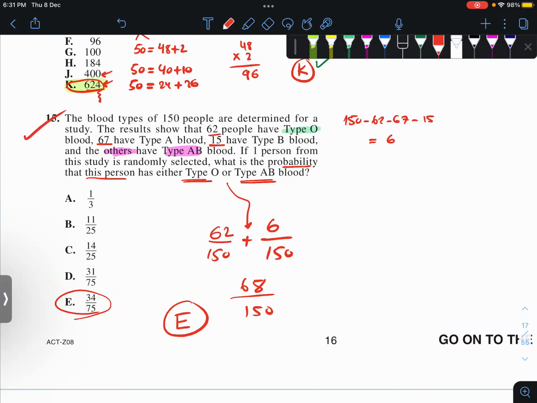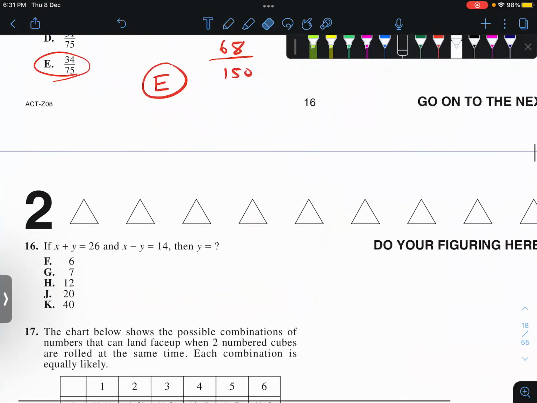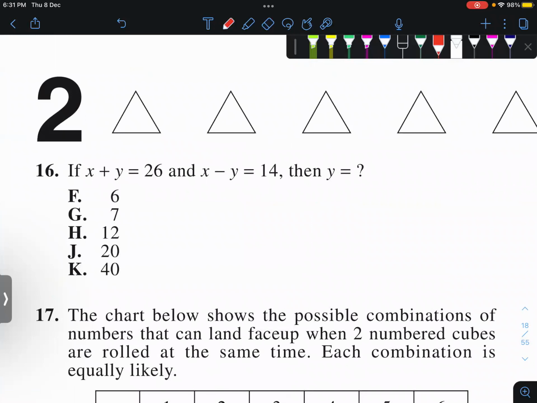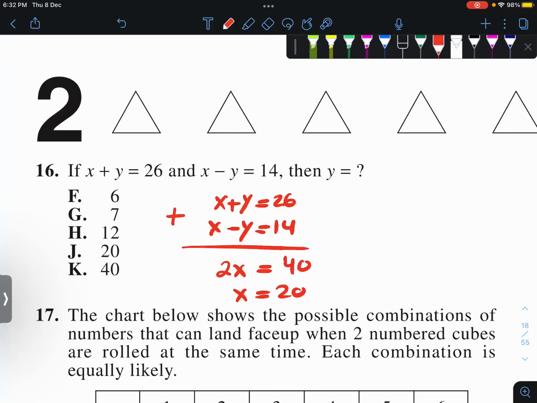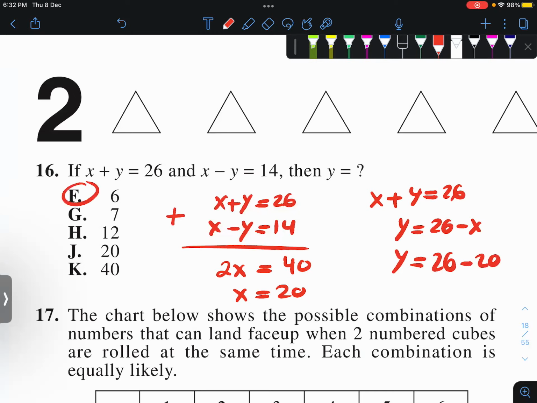Any questions here? No. All right. Next question, number 16. If x plus y equals 26 and x minus y is 14, what's y? We can add the two equations together, and that gives us 2x equals 40, so x is 20. We can substitute in the first equation: x plus y is 26, so y is 26 minus x, and y is 26 minus 20, so it's 6. The answer is F. Is it true?